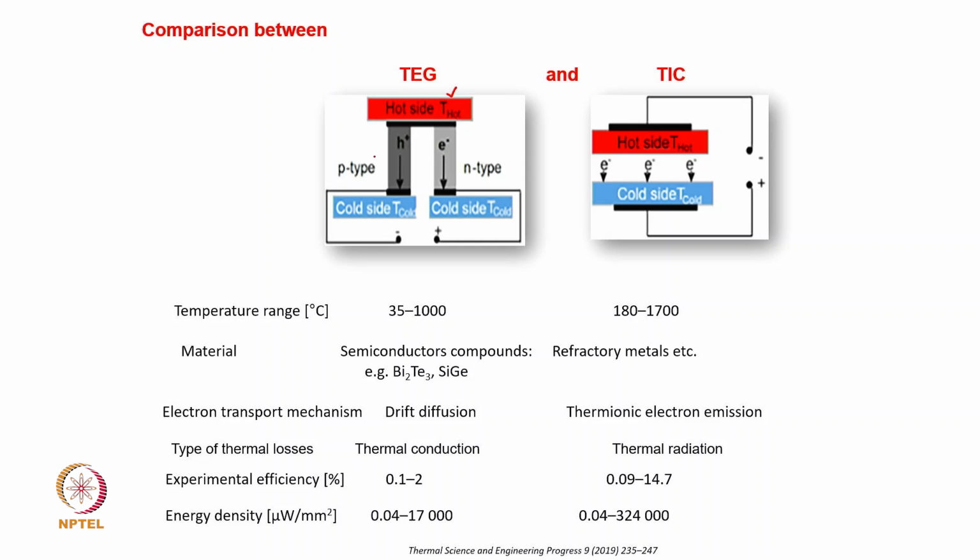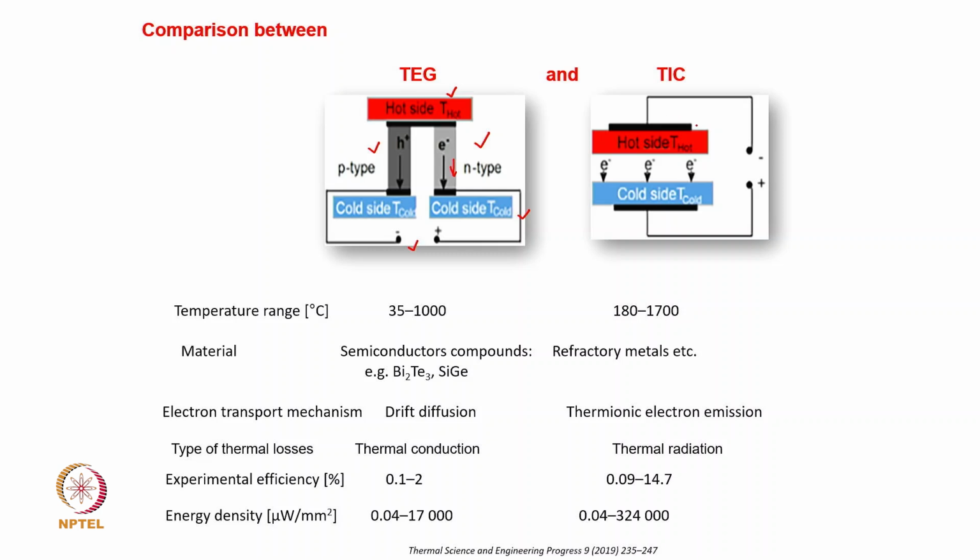One is P type semiconductor, another is N type semiconductor, and there is a cold side. Okay. So, this is the flow of charge, electron flows in this direction when we create a temperature difference between the hot and cold, eventually giving a potential here. Okay. This is the structure of a simple TEG device, and the TIC or thermionic converter.